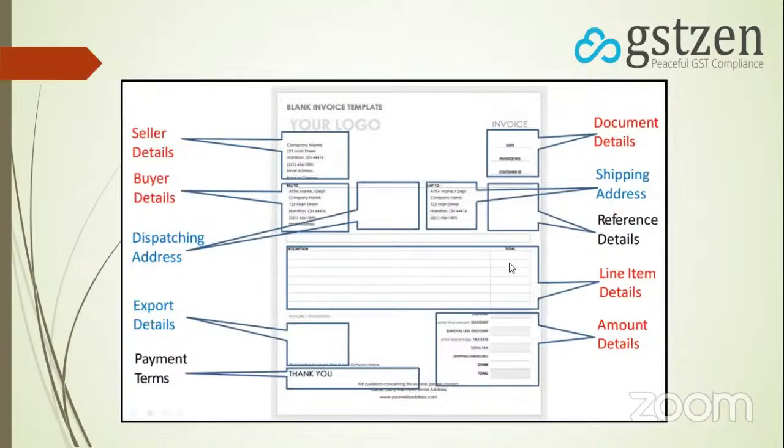So in case of shipping and dispatch address, if they are different than your buyer seller address, you would be providing your shipping details as well as dispatch address. If you are exporting, you need to provide the export details as well. You can provide reference details such as PO number, PO date, or payment terms, that is how many credit days, or what amount has to be paid upfront, what has to be paid at what point of time. Those are all optional fields.